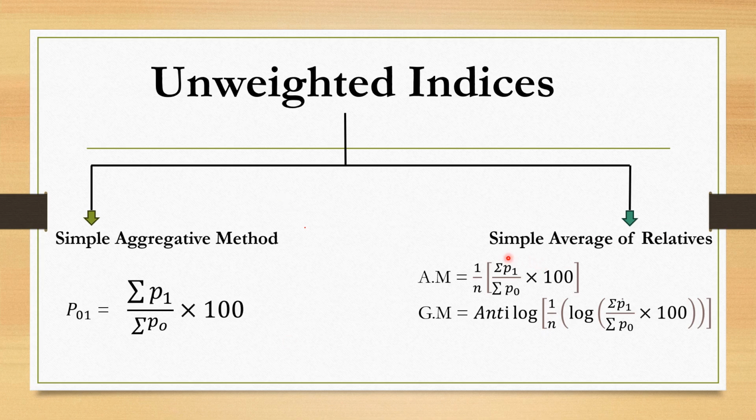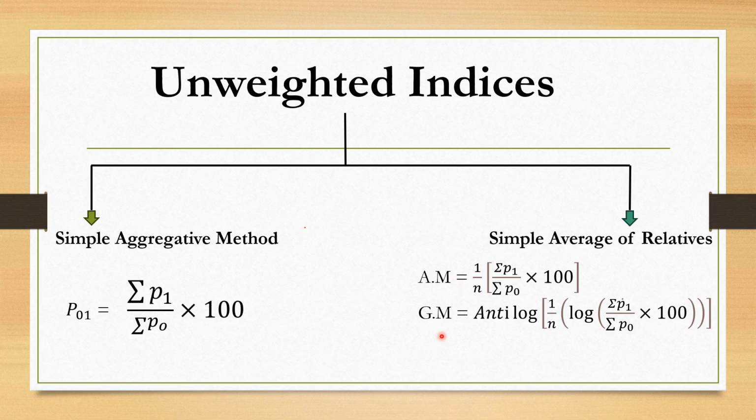Now let us see the second method, simple average of relatives. As the name represents, it is an average. There are two types of averages, arithmetic mean and geometric mean. Arithmetic mean formula is 1 by n summation P1 by P0 into 100. Here the n represents the number of commodities. The commodities may be food, clothing, iron, silver, production, import, export. For example, if a family spent 1000 rupees on three types of groceries, the number 3 becomes the n.